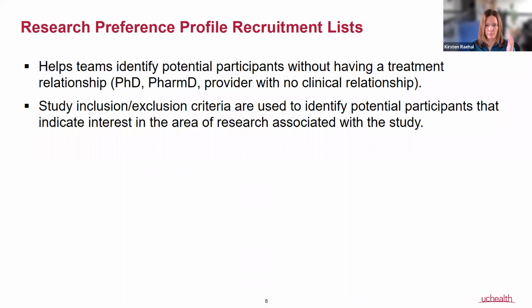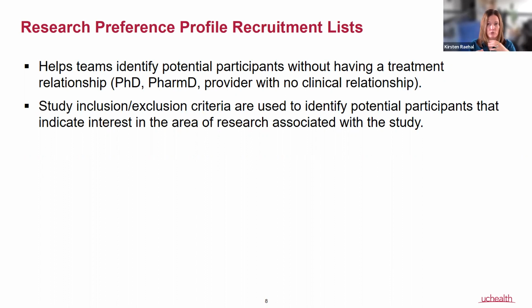As I mentioned previously, we take study inclusion and exclusion criteria that we ask study teams to provide to us when they submit our request form. And we use these criteria to identify potential participants that have indicated an interest in the area of research associated with the study. Now, study teams can pick more than one category or area of interest.